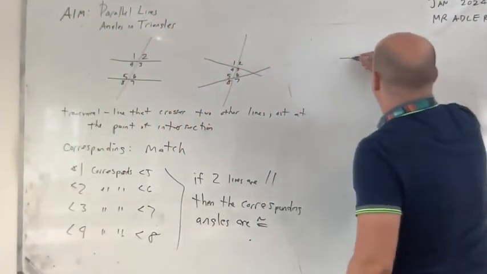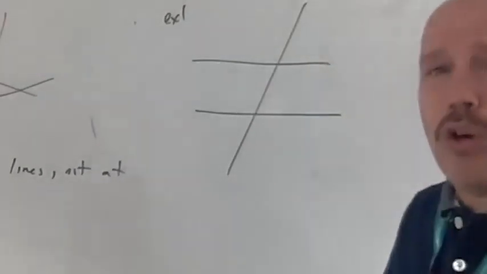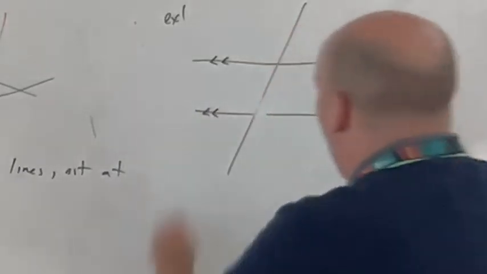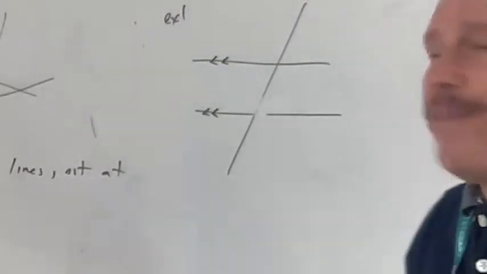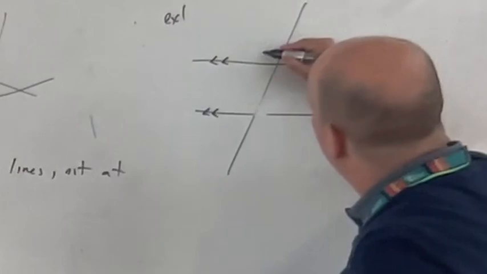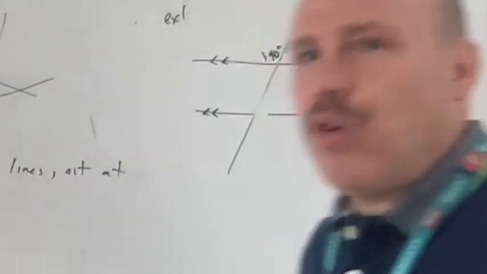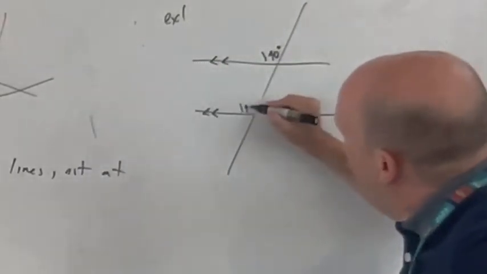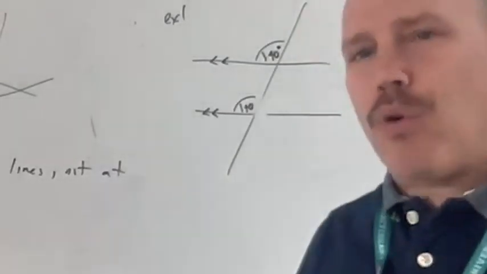And you say, fine, here's example 1. I tell you, you're looking for these funny little symbols, and it says these lines are parallel. The next thing I'm going to do is give you one of these angles. I'm going to say this angle up here is 140 degrees, and I'm going to ask you to fill in everything else. Well, you're going to say, if this angle up here is 140, this angle down here is 140 because if two lines are parallel, then the corresponding angles are congruent.